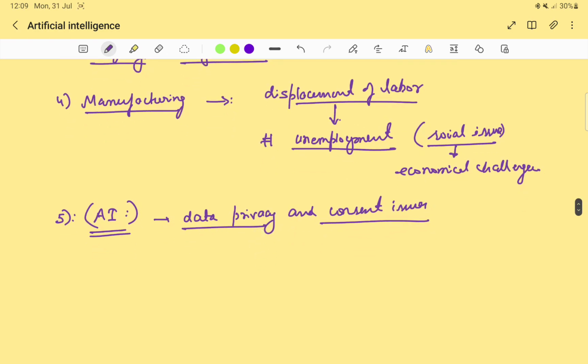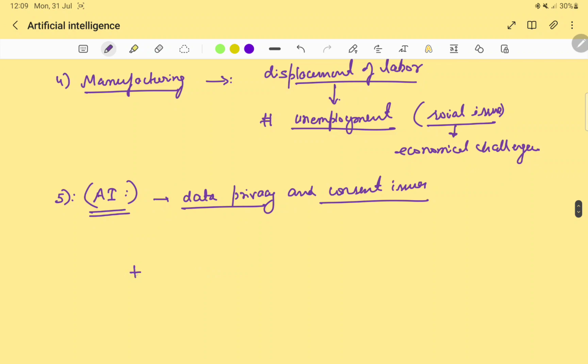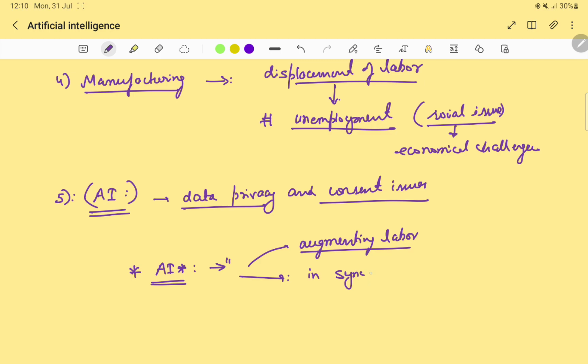So overall, the conclusion should be such that artificial intelligence is one of the greatest inventions of human civilization, and it should be used to an extent that it does not substitute labor, but rather augments labor. AI should be utilized in sync with humanity, and not against humanity.